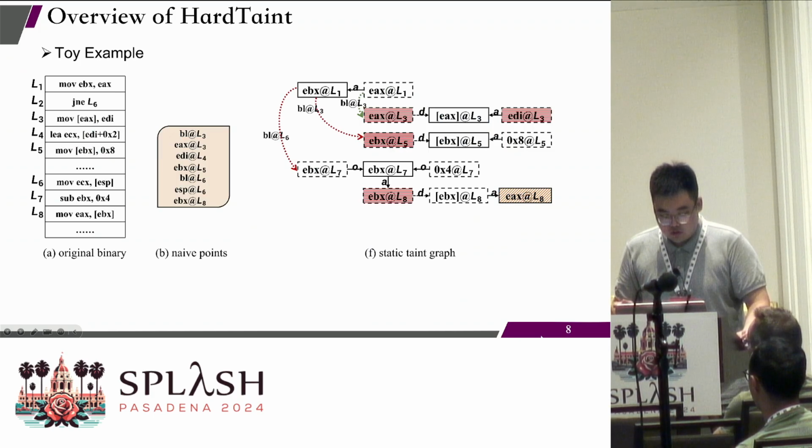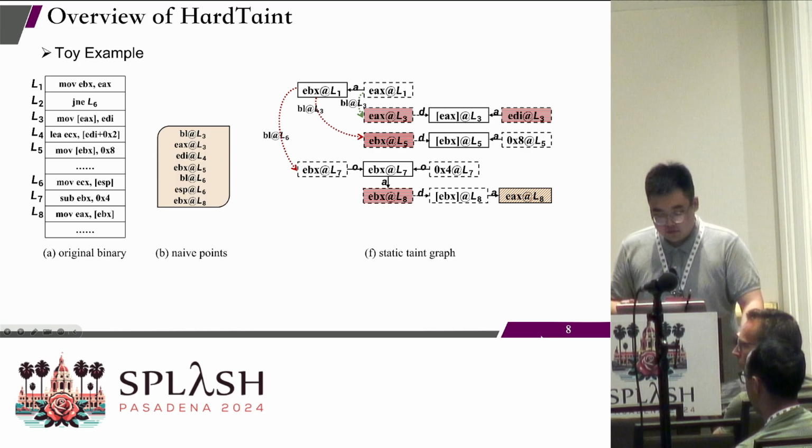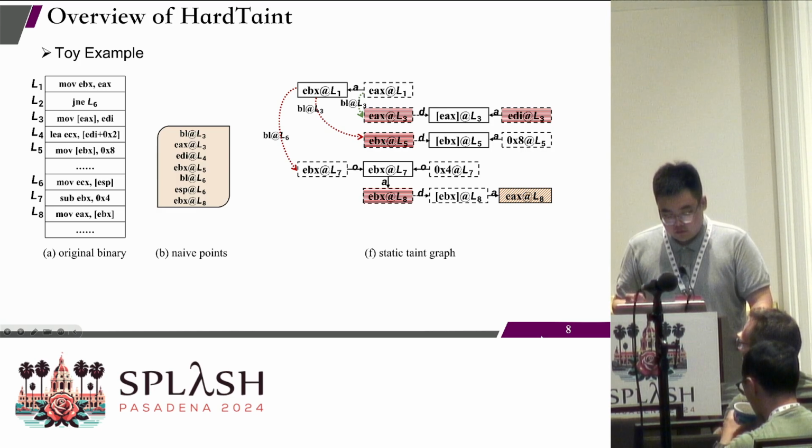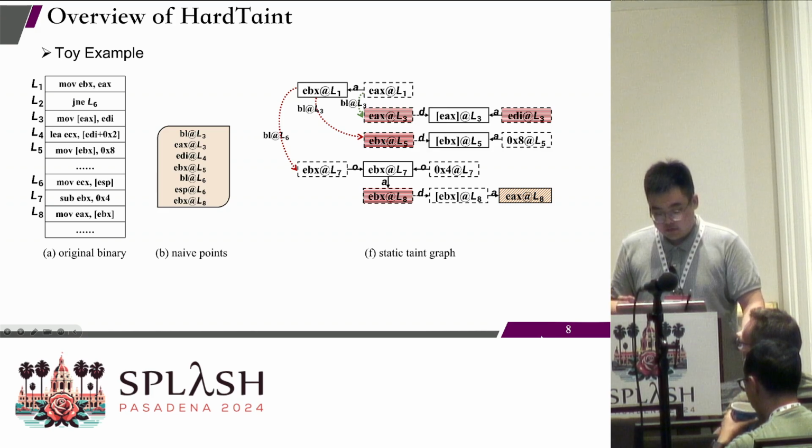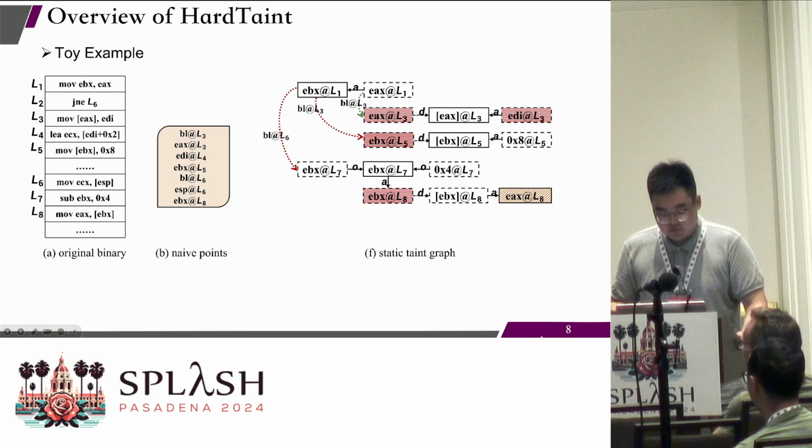And let's use a toy example to illustrate how HardTaint works. First, figure A is a snippet of the original binary code. To perform taint analysis, we need to trace the path of data transferring. So we need to know the control flow transfer and the memory addresses that have been used in the program execution. If we naively trace the taint, we would need to consider 7 points in total.